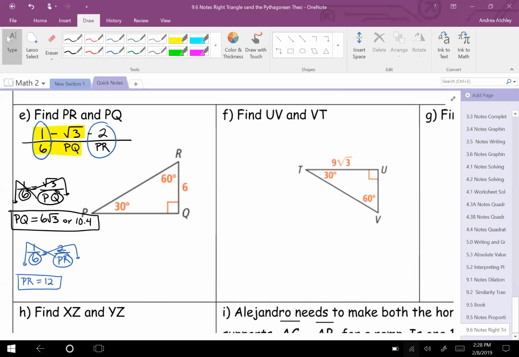Okay. So this would be square root 3 times 2, right? Then divide by 2.